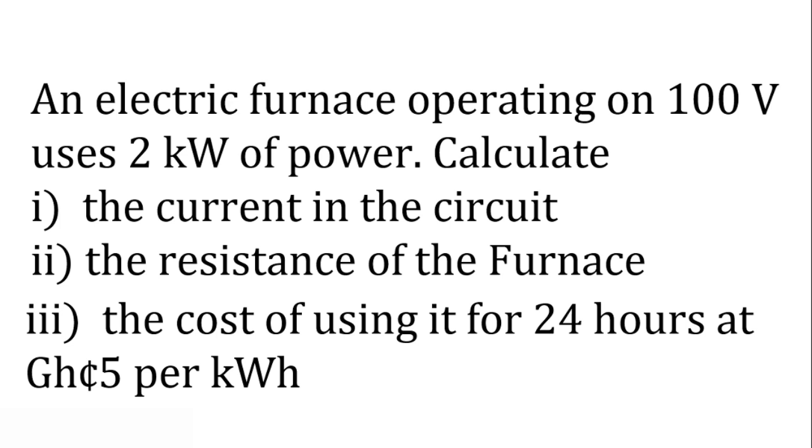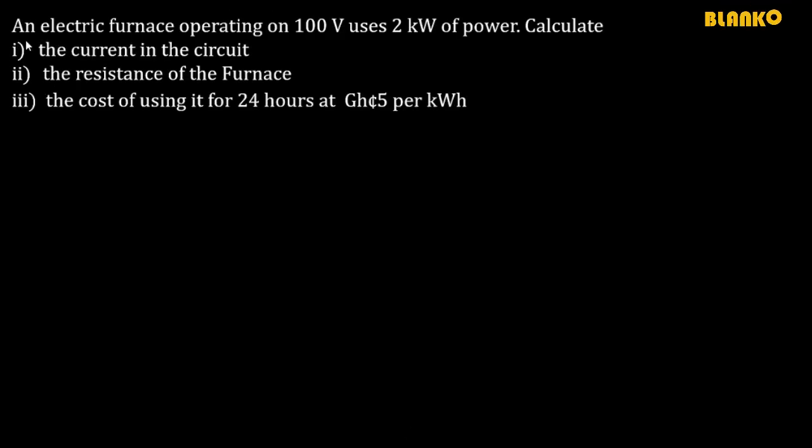Okay, so let's solve the question. The question once again is, an electric furnace operating on 100 volts uses 2 kilowatts of power. Calculate I, current in the circuit. II, the resistance of the furnace. And then III, the cost of using it for 24 hours at 5 Ghana cedis per kilowatt hour.